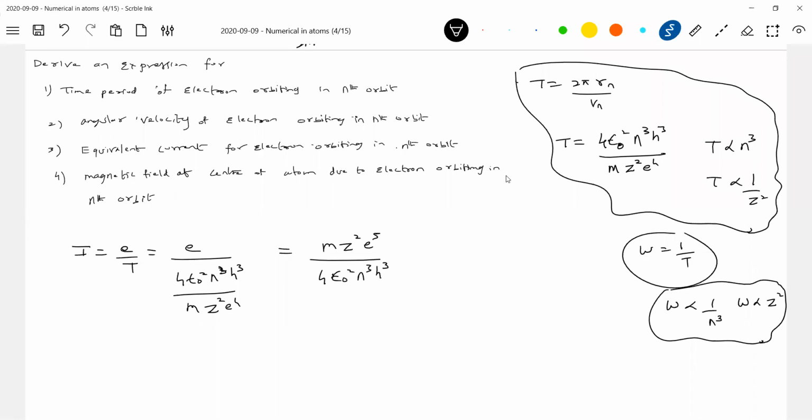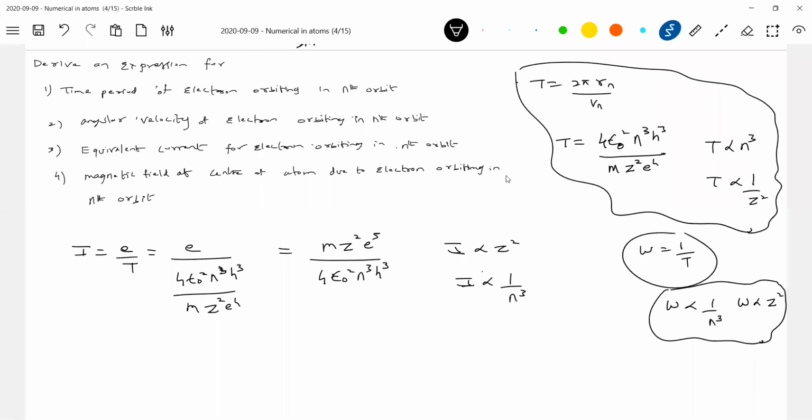This is something very important. Current is proportional to z square and inversely proportional to n cube. You may end up with matchings. In the matchings, they may ask you like this. They'll give speed, radius, time period, current, frequency, and on the other side, how they relate in proportionality, they'll ask you. It can be asked in Advanced, matching. You have to be careful.